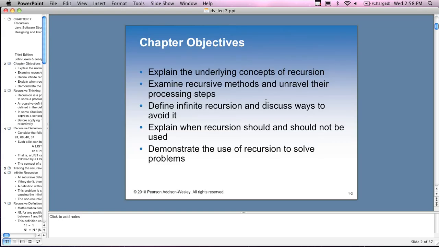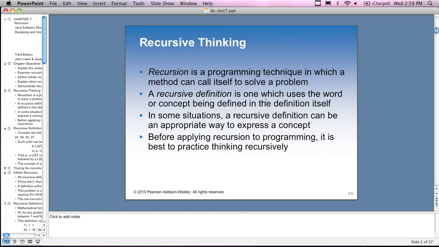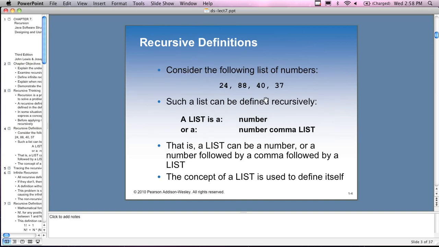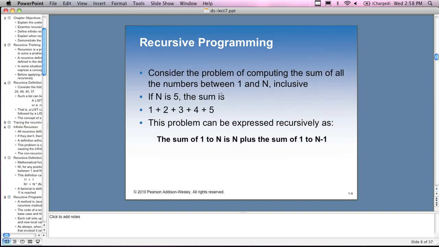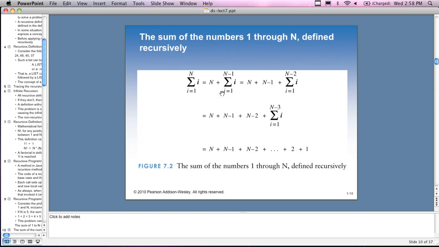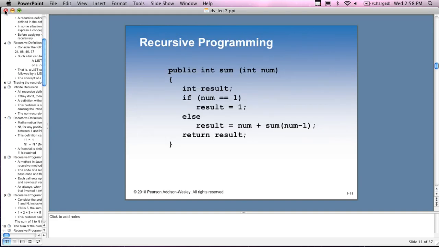So, it seems like it was kind of quick, but that was recursion. And we always seem to get out early in this class too. I don't know why. It just works out that way. But that is everything you ever wanted to know about recursion.